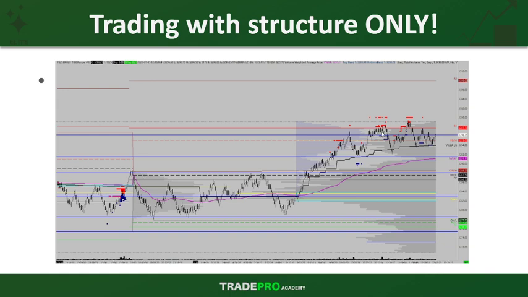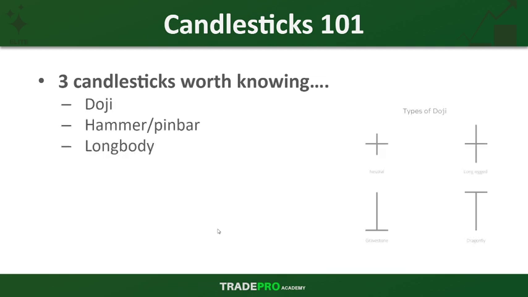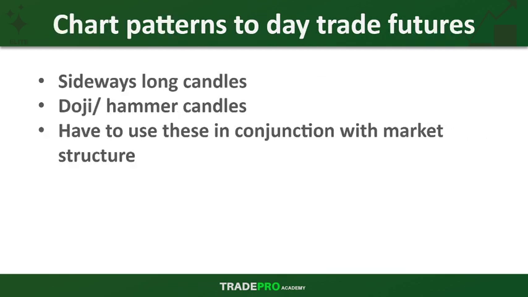Likewise here, long bodies rotating is resistance. Again, right here, long bodies rotating at a resistance point means that there's more selling coming in. Long bodies, again, support structure. Depending on where you are in terms of market structure, you could use these very, very simple candlestick patterns. So when it comes to candlestick patterns, you really have to use them in conjunction with the market structure.